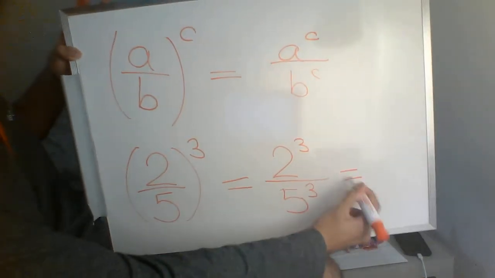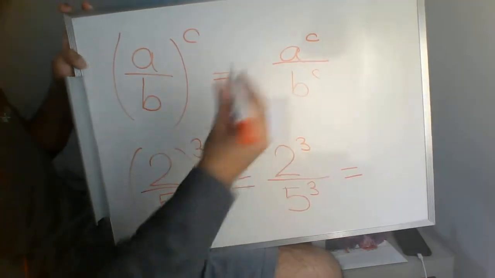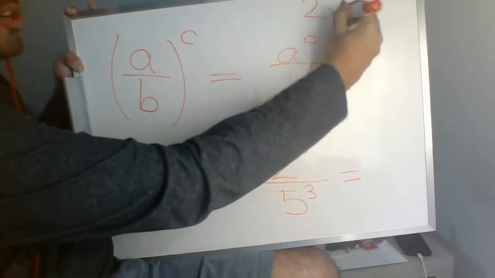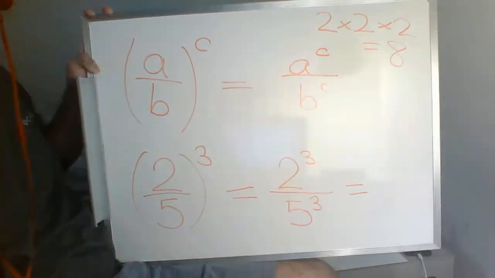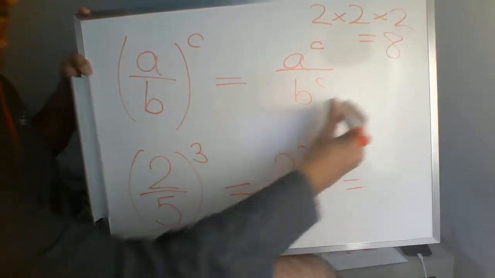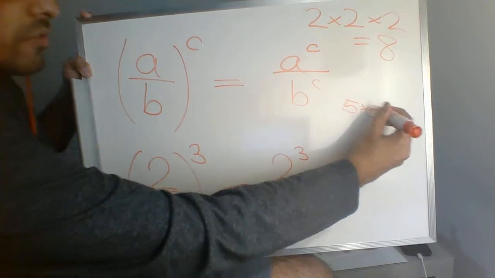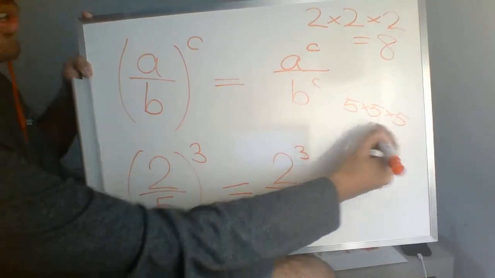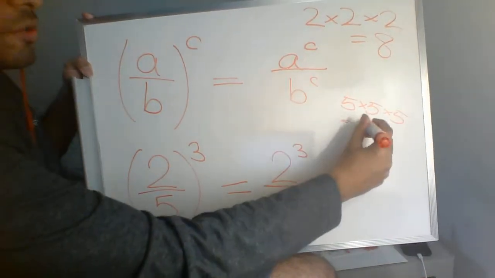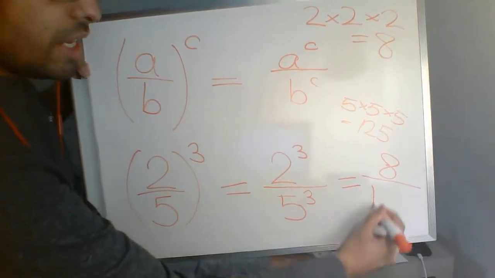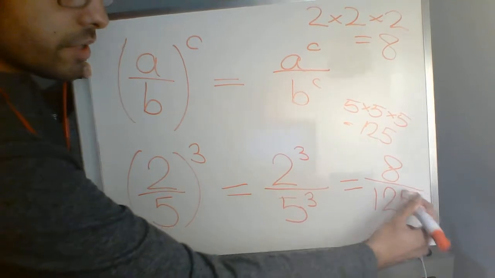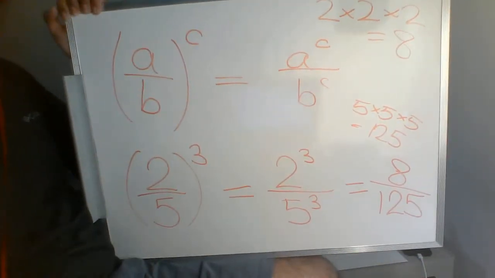And then you can go and calculate that. If you wanted to figure that out, 2 cubed is going to be 2 times 2 times 2, which should be 8. And then you can do the same thing with 5 cubed. 5 times 5 times 5. 5 5s are 25, times another 5 should be 125. So then you could get your final answer of 8 over 125.